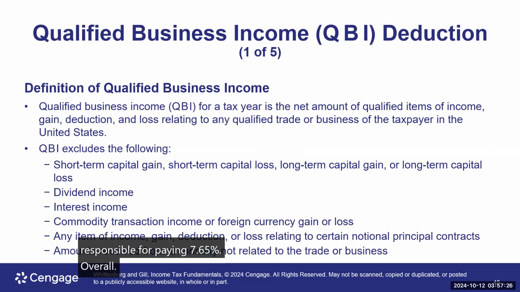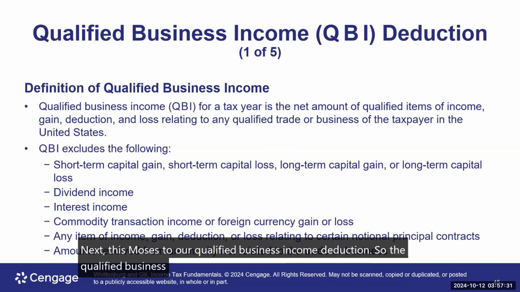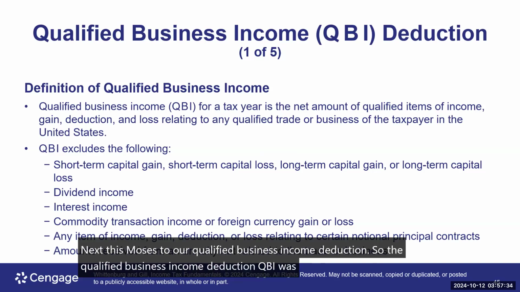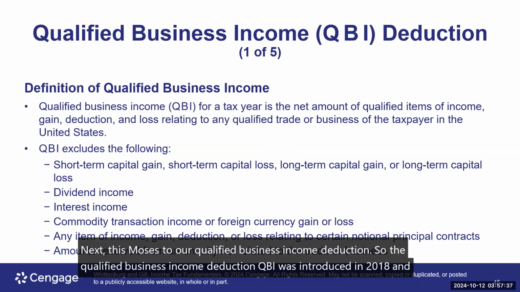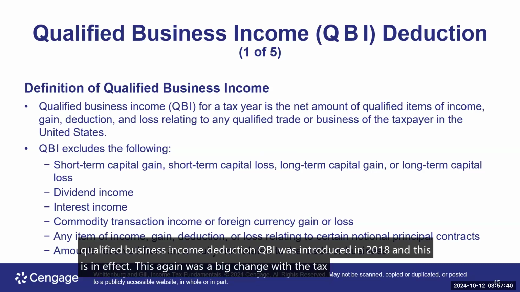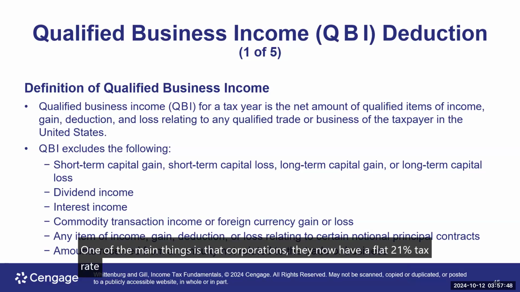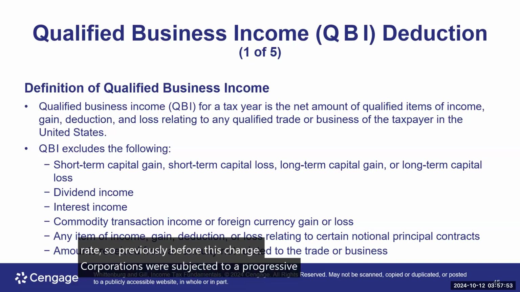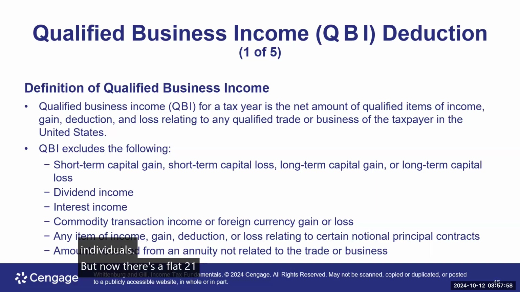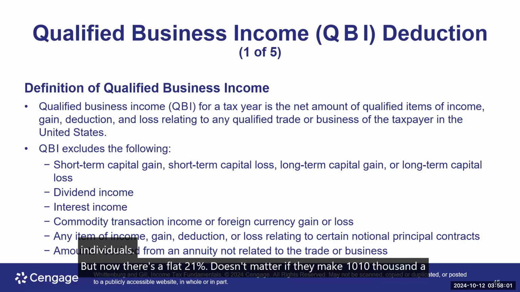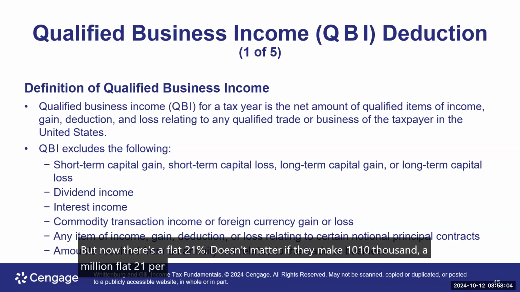Next, this moves us to our qualified business income deduction. So the qualified business income deduction, QBI, was introduced in 2018. And this again was a big change with the Tax Cuts and Jobs Act. One of the main things is that corporations now have a flat 21% tax rate. So previously, before this change, corporations were subjected to a progressive income tax rate, much like individuals, but now there's a flat 21%. Doesn't matter if they make 1,000, 10,000, a million, flat 21% for a corporation.